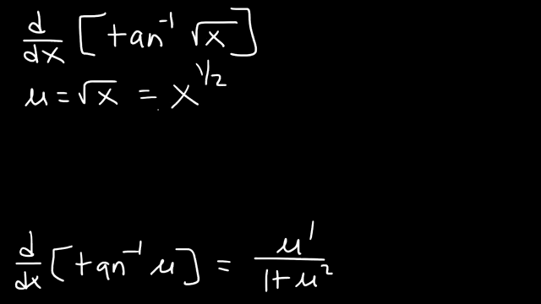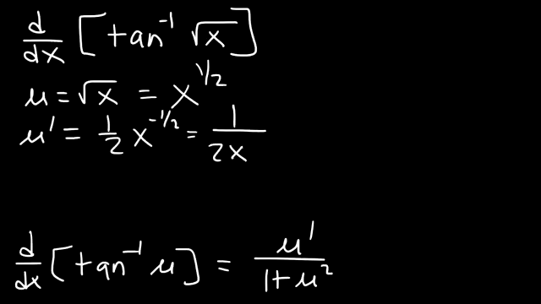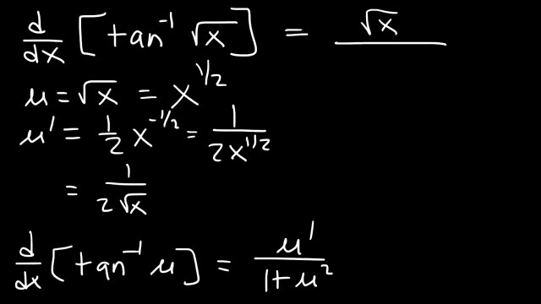Now u prime is the derivative of x to the 1/2. So using the power rule, it's going to be 1/2 x to the minus 1/2. And we can rewrite that as 1 over 2 x to the positive 1/2. And then converting it back to radical form, it's 1 over 2 square root x. So now let's use the formula.